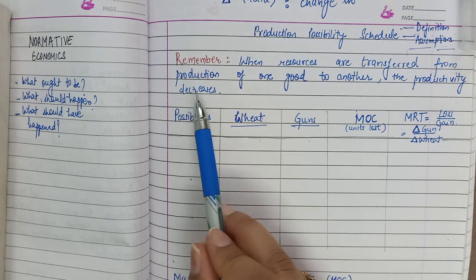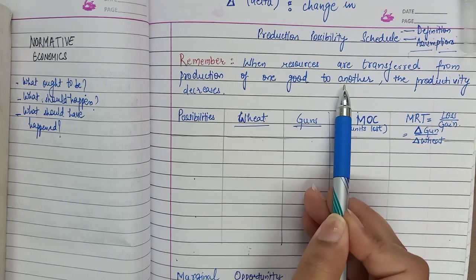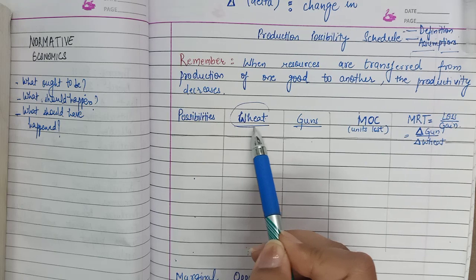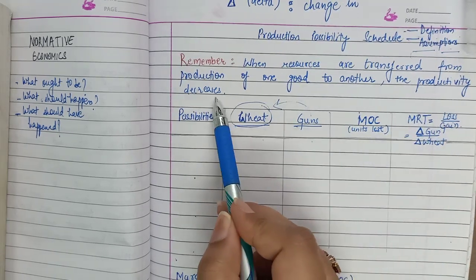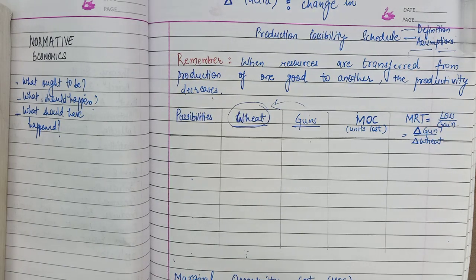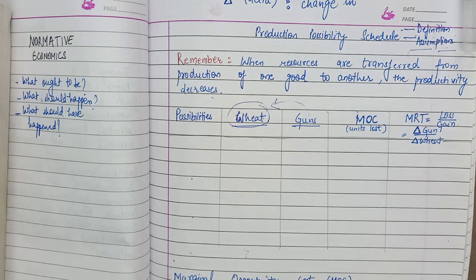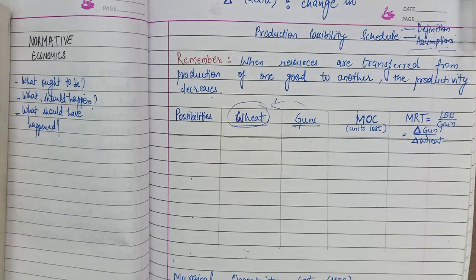the goods. So I have written here, when the resources are transferred from production of one good to another, like when we'll be transferring labor from production of guns to wheat maybe, then the productivity decreases. The people who are very skilled at producing guns will not be able to produce wheat at the same speed, at the same capacity. And the land also, the factory, the building, everything, the same land now we will be using to produce wheat. So things have to be changed.